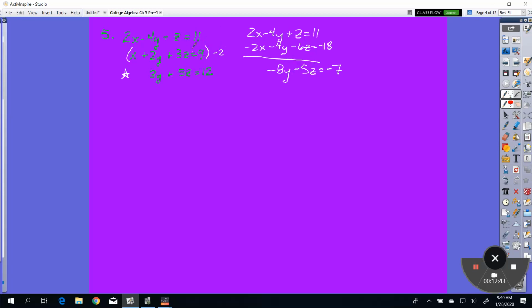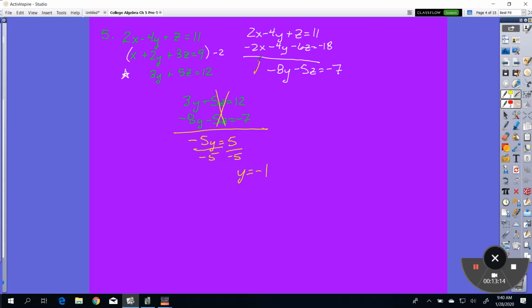You must use all 3 equations, okay? So I'm going to combine these 2 together. So I have 3y plus 5z equals 12. Negative 8y minus 5z equals negative 7. And I don't have to do anything with those because the z's are both 5 and one's positive, one's negative. That goes away. Negative 5y equals 5, divided by negative 5, and y equals negative 1.